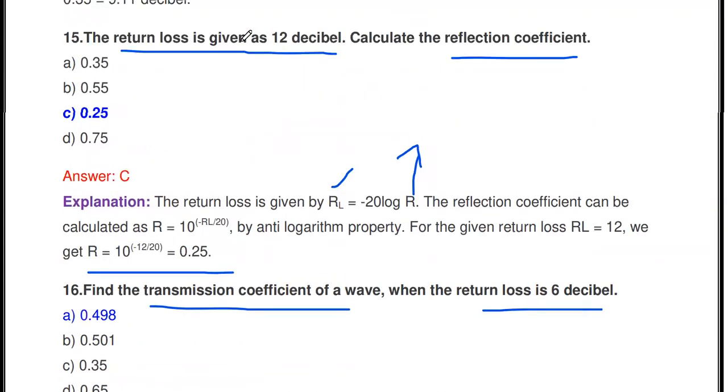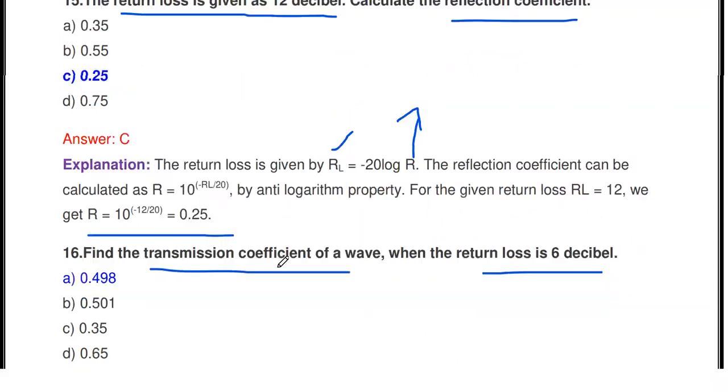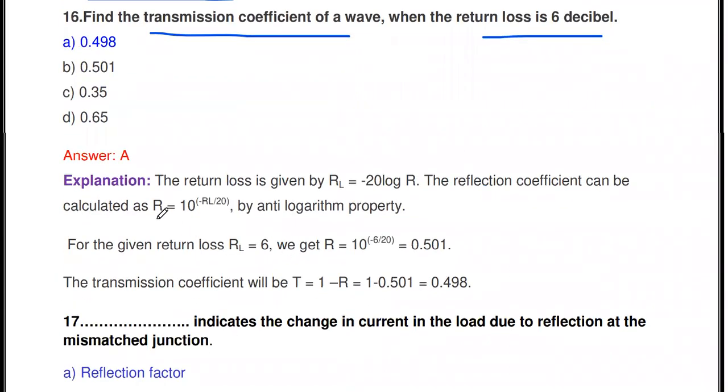In the previous problem, return loss is given, but the question was to calculate the reflection coefficient. Here the question is the transmission coefficient. Simple one. From the return loss, first you calculate the reflection coefficient. Then if you subtract it from 1, we will get the transmission coefficient. So first we have to calculate the reflection coefficient. So R equal to 10 to the power minus RL divided by 20.